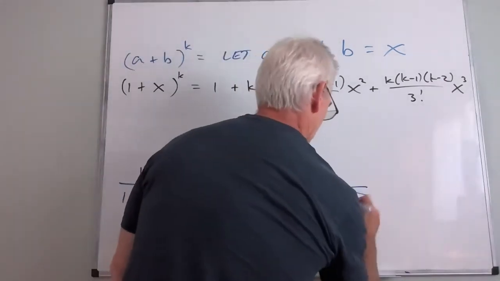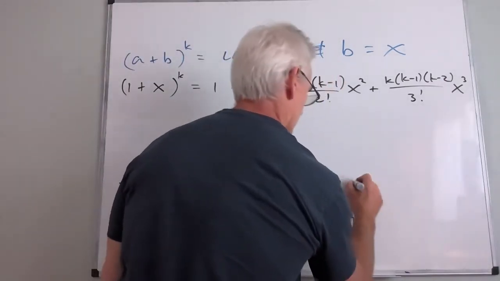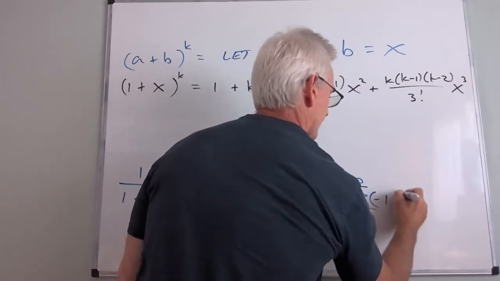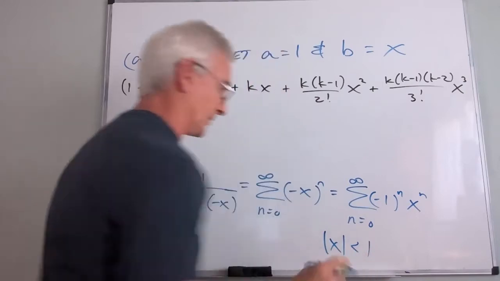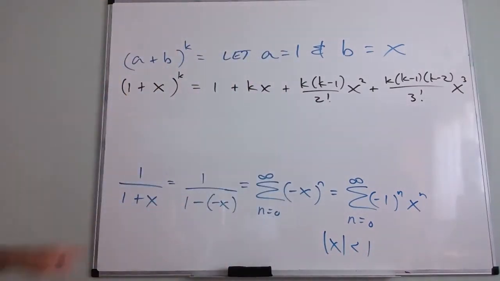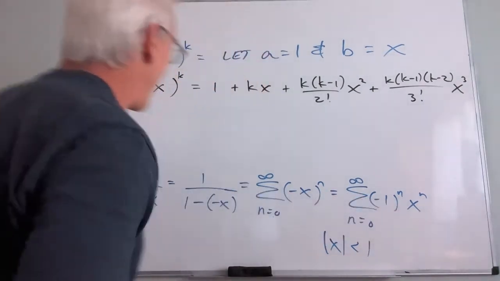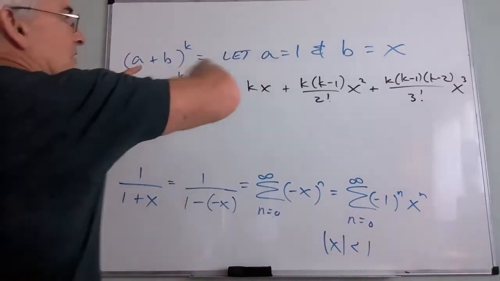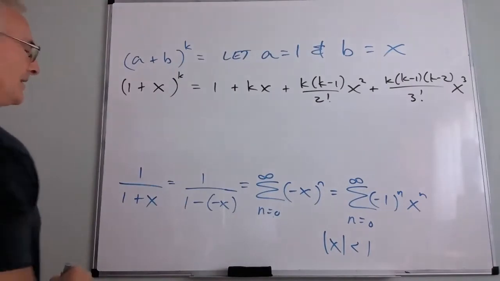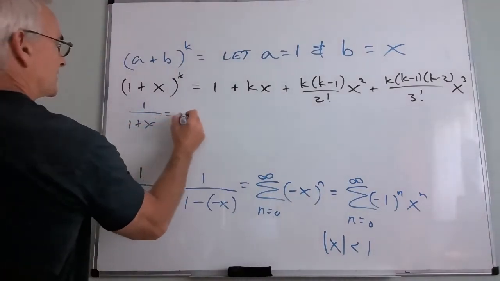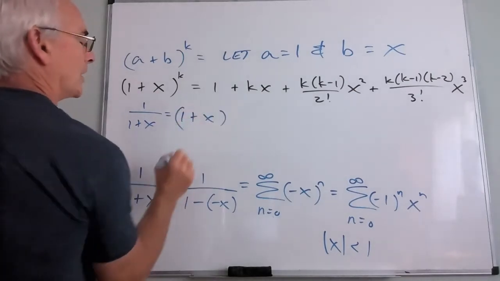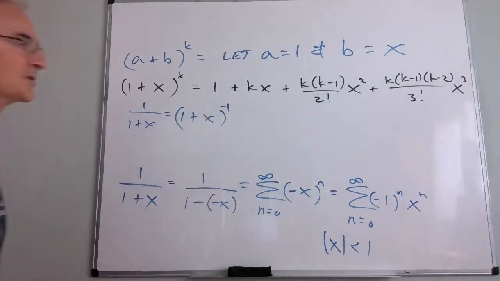Well, that's clearly alternating. And we know this is true as long as the absolute value of X is less than 1. That's not in doubt. We know this. This is something we already know. This is something we've been doing already. I would like to use this formula. Well, how do I do that? How do I use this formula? Well, isn't this the same as 1 plus X to the negative first power?